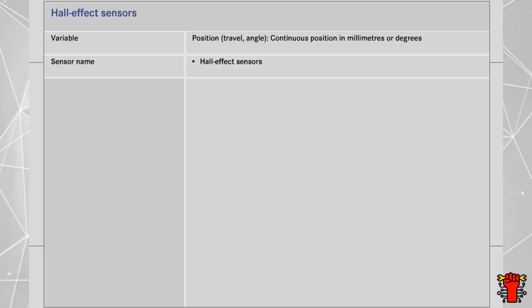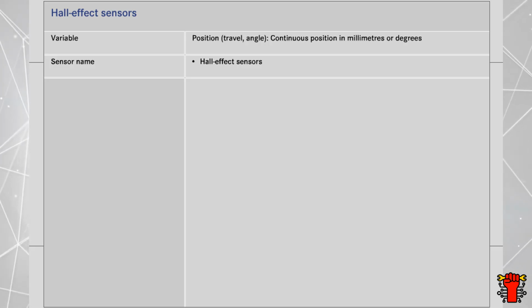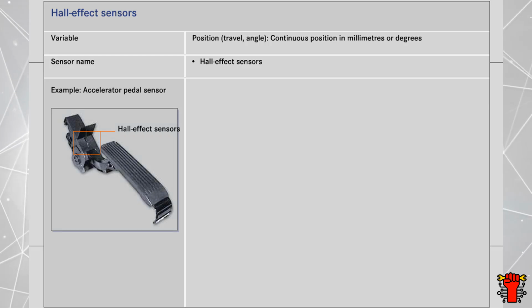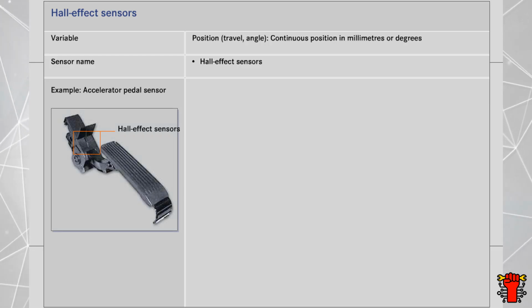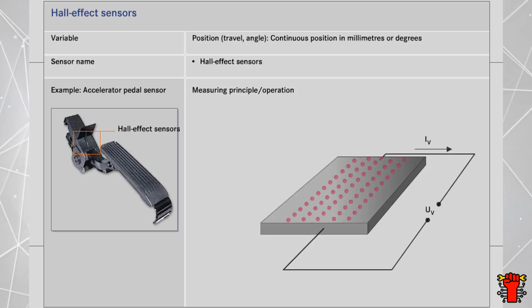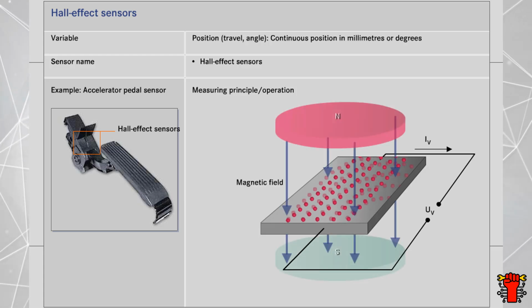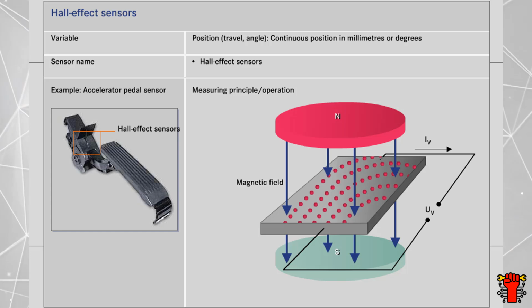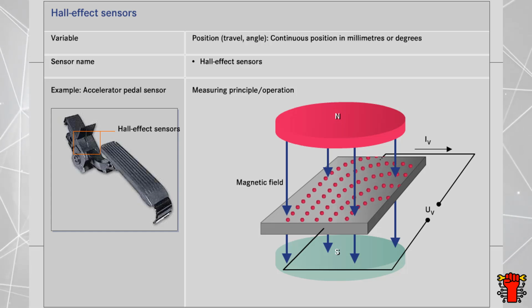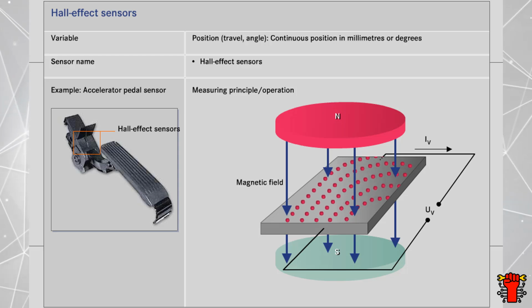Another important group of sensors for the continuous registering of travel and angles are the Hall effect sensors. These sensors are often used for registering the accelerator pedal position, for example. The Hall effect sensor contains a thin semiconductor chip. A supply voltage is applied to this, which results in a flow of current. If a magnetic field then acts vertically on the chip, the electrons are deflected by the magnetic field. This is known as the Hall effect.